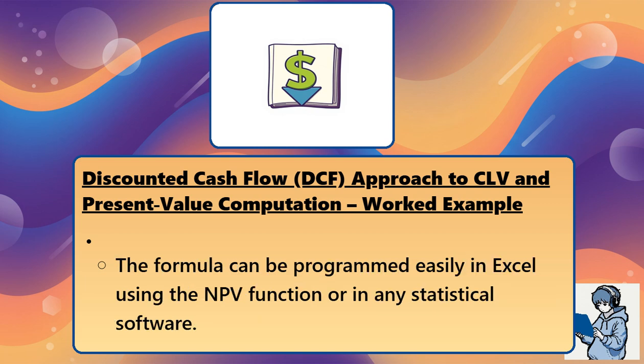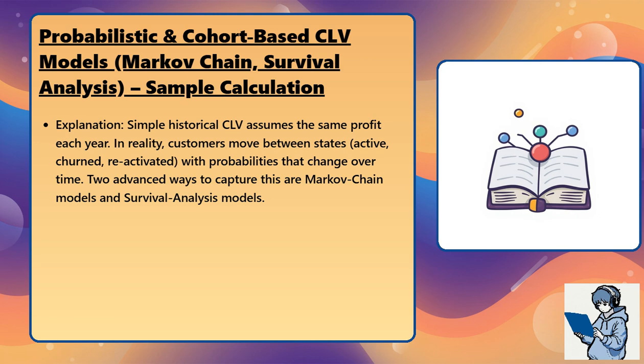The formula can be programmed easily in Excel using the NPV function or in any statistical software. Explanation: simple historical CLV assumes the same profit each year. In reality, customers move between states: active, churned, reactivated, with probabilities that change over time. Two advanced ways to capture this are Markov chain models and survival analysis models.